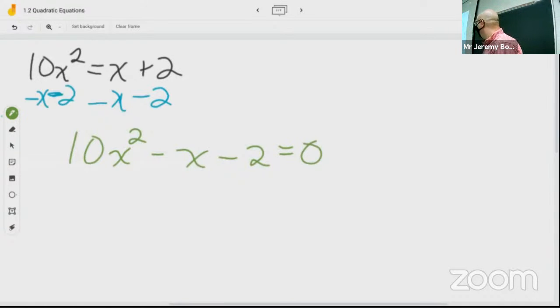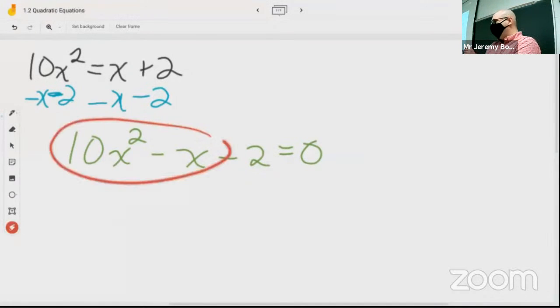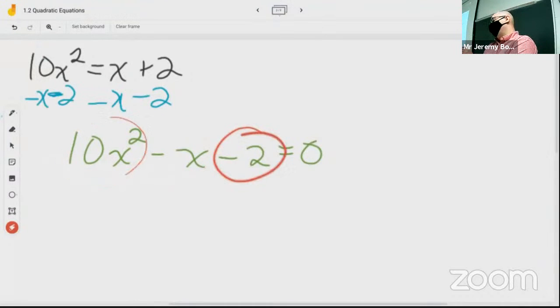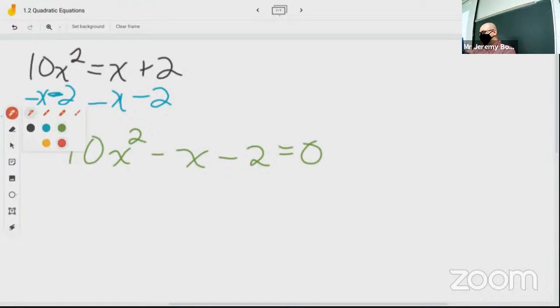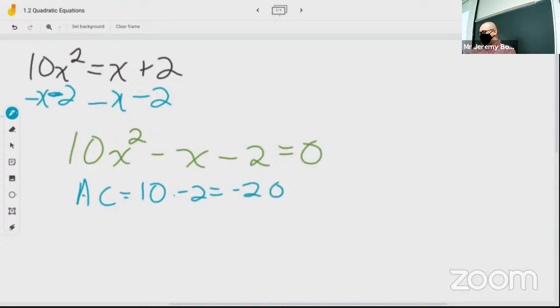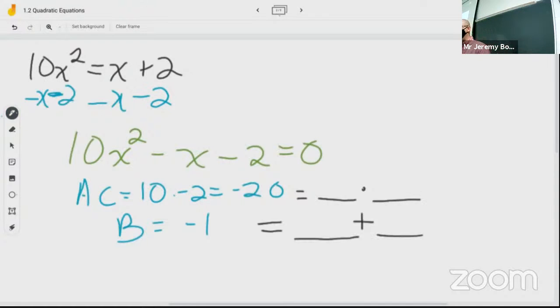All right, so first thing we look for, common term. There is a common term between these two, and there's a common term between these two, but there's no common term between all three. So we can't factor anything out as a common term. So next thing we're going to look at is our AC method. AC is going to be 10 times negative 2, which is negative 20. And my B term is negative 1. Notice that the sign comes with it, right? So we want numbers that multiply to be negative 20 and add to be negative 1.